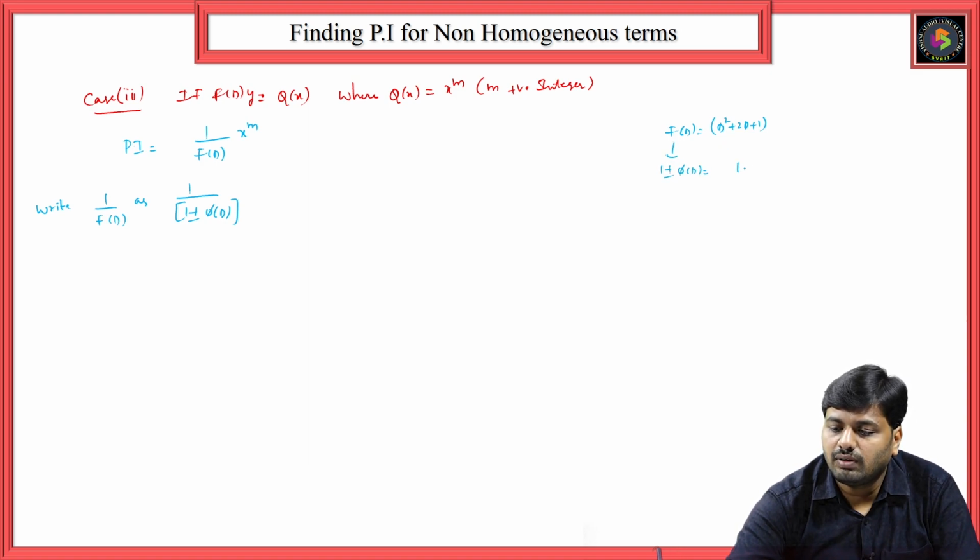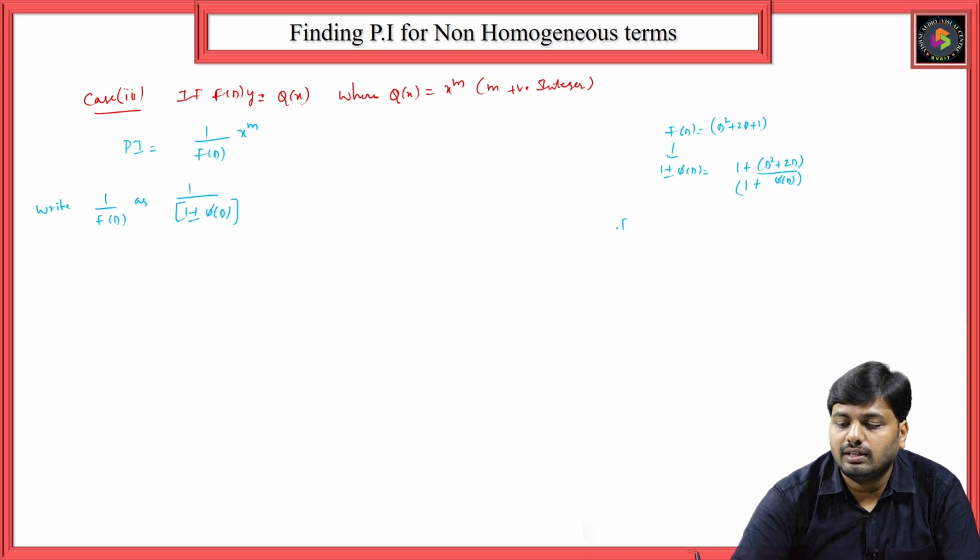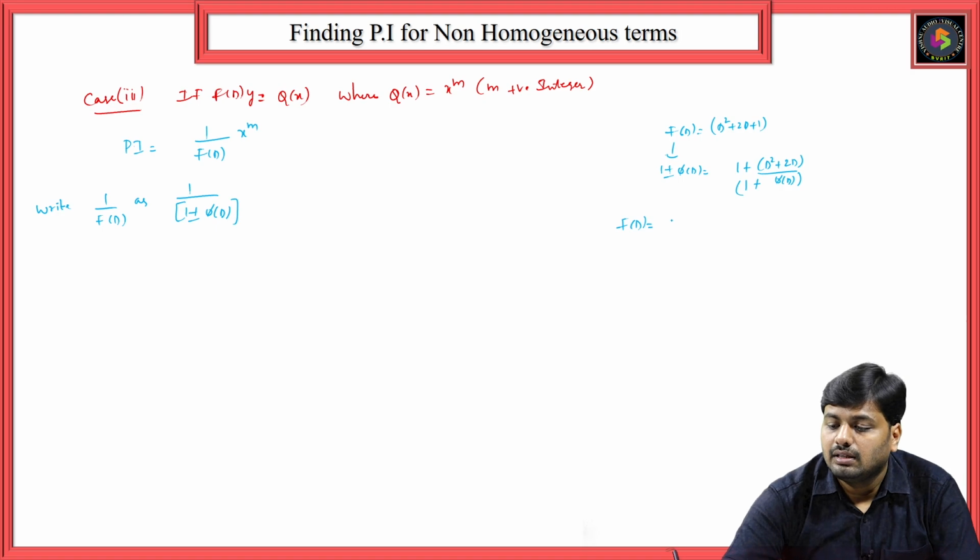What is the meaning of this? I'll rewrite this as 1 plus D square plus 2D. This is the phi of D, and this is the plus 1. So this is the case of 1 plus phi of D. Let us consider one more example for understanding easily: D square plus 2D plus 2.